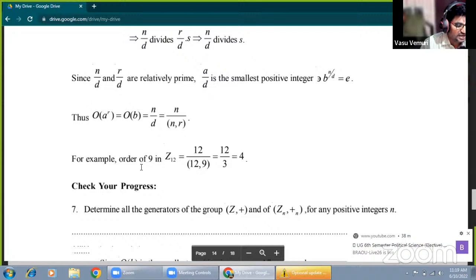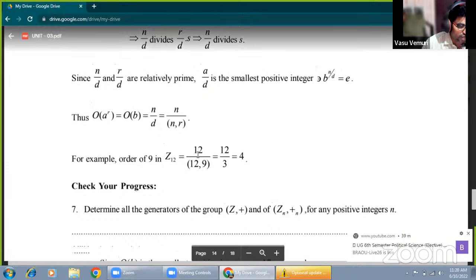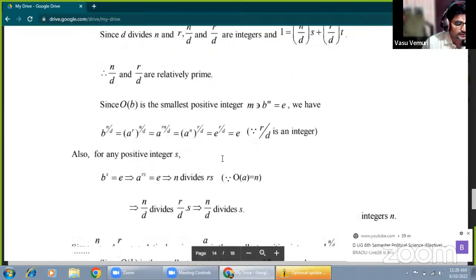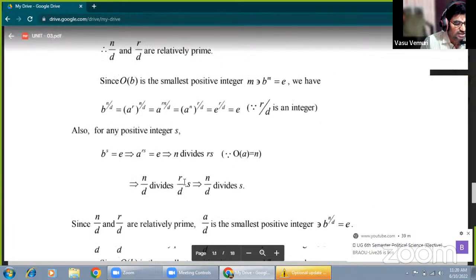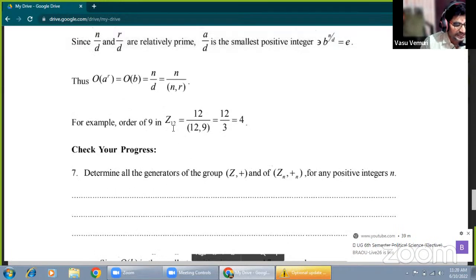Now in the examination, you may be given: order of 9 in Z12. This is one of the questions, fill in the blanks or multiple choice, whatever it is. Order of 9 in Z12. According to this theorem, you have to derive it. The theorem is: order of a^r equals n by GCD of n and r. Here r equals 9 and n equals 12. Substituting those values, 12 by GCD of 12 and 9. The GCD of 12 and 9 is 3, that is the common factor. Now 12 by 3 equals 4. So the order of 9 equals 4 in Z12.